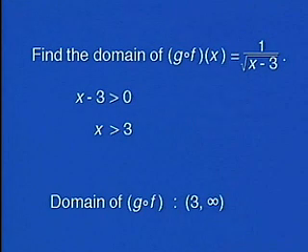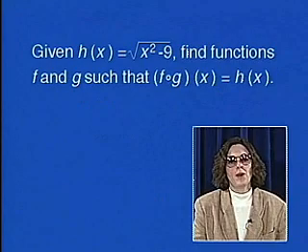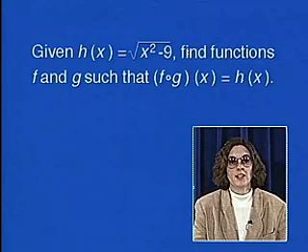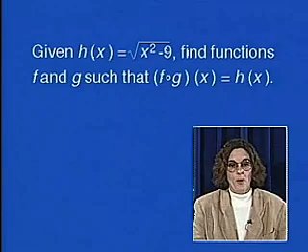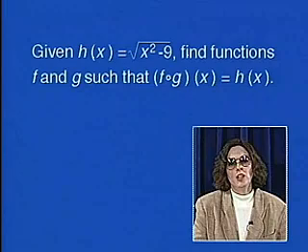Now we're going to try a different kind of problem. This is one where you're actually going to work composition backwards. We're going to be given that h of x is the square root of x squared minus 9. We're going to find functions f and g such that f circle g of x is equal to h of x.